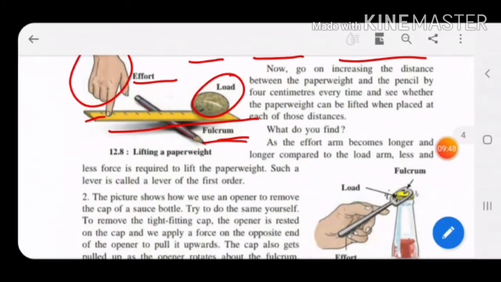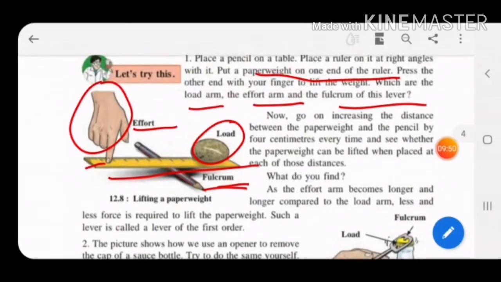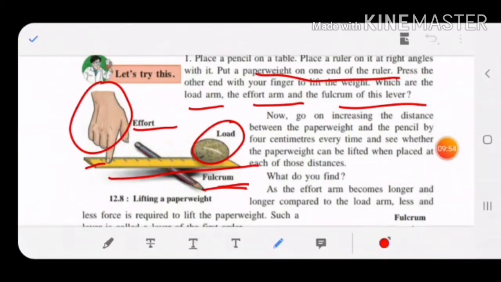Such a lever is called a lever of first order. Children, this is the lever of first order. Children, one more thing I have to tell you. A lever has got three parts, we have seen.